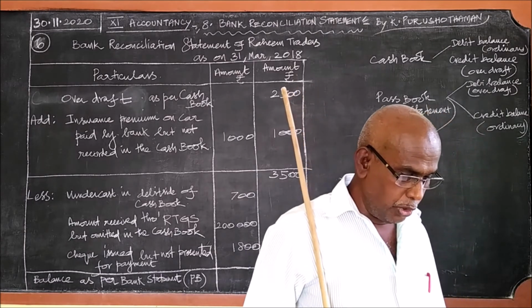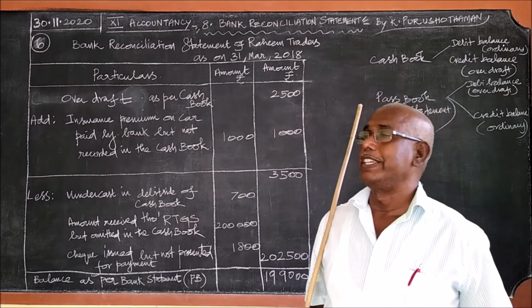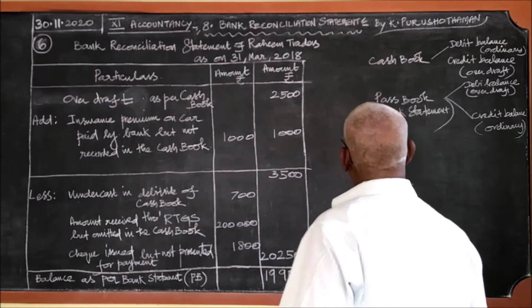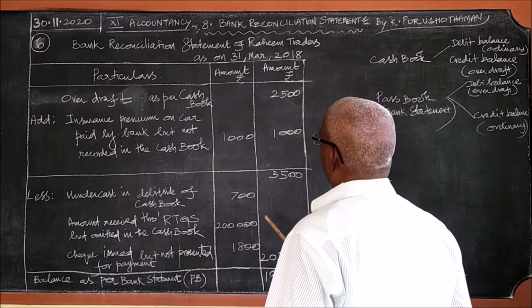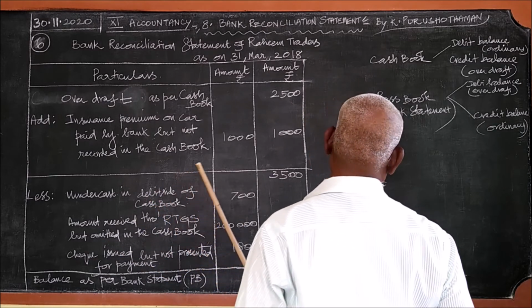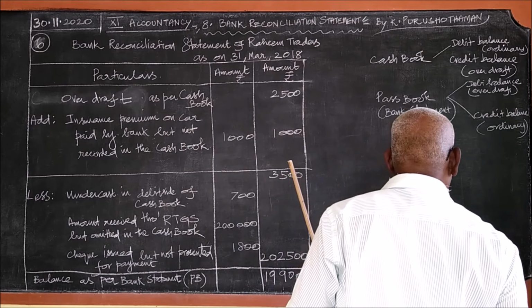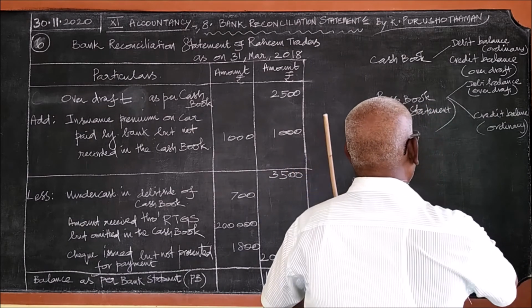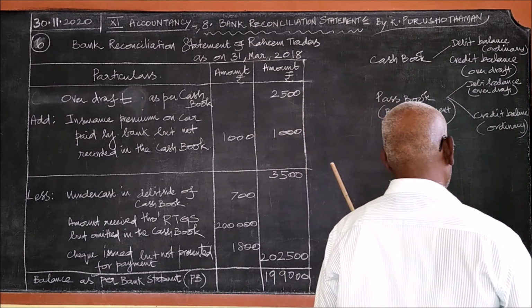Debit side of cash book was undercast by 700. Cash book, the total casting means total. In the cash book, the balance has been shown 700 less. So what should be done? That amount should be added to equalize.